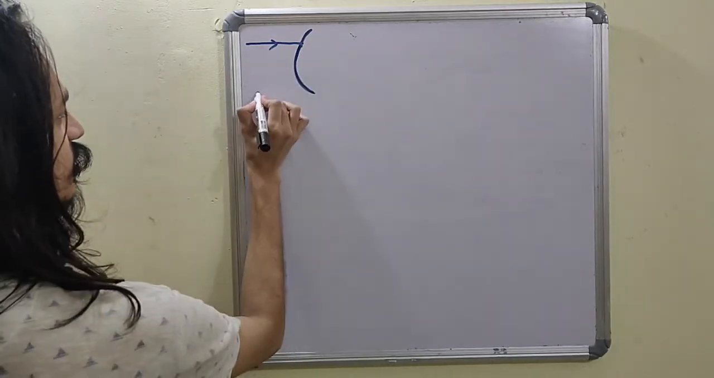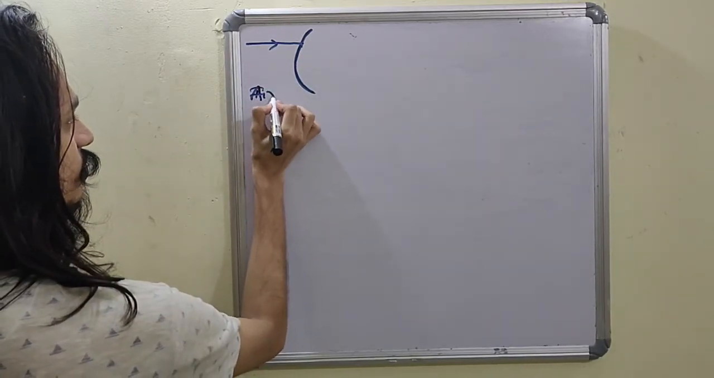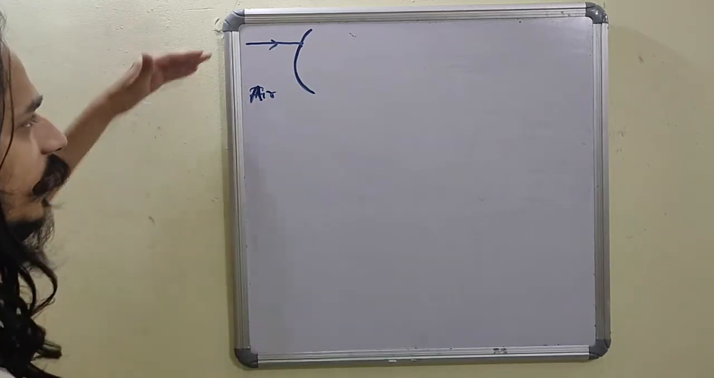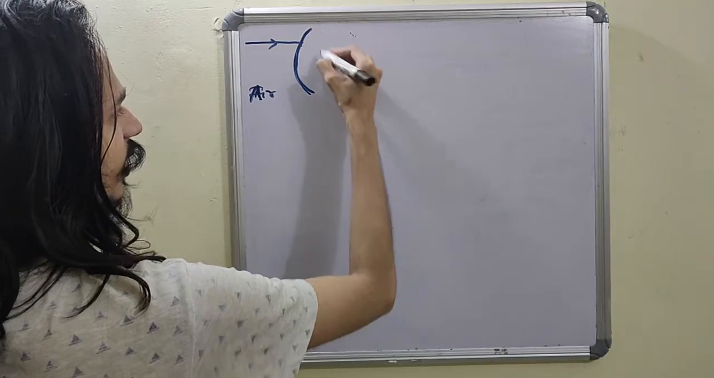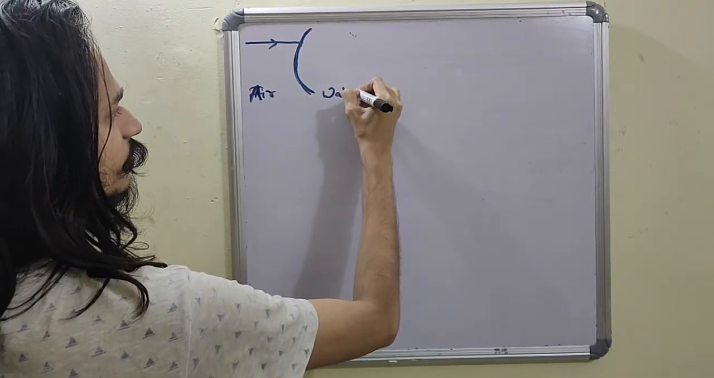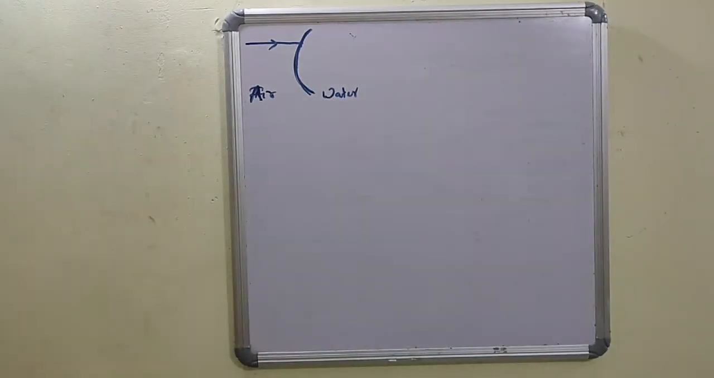I'm going to assume that this side is air. Light is going through air. Suddenly it hits a glass. This is the surface of the glass, which is filled with water.